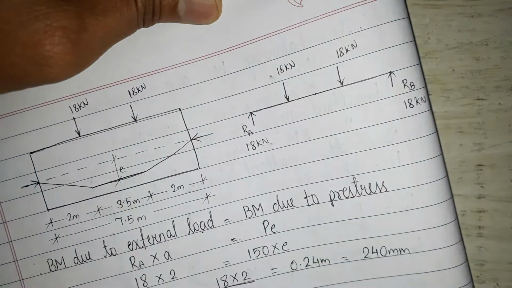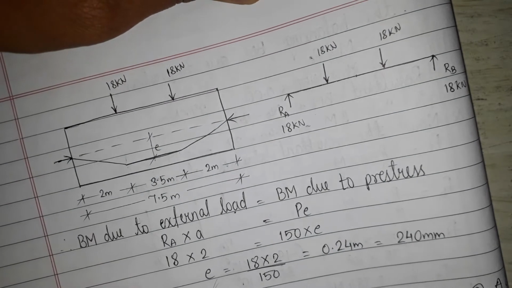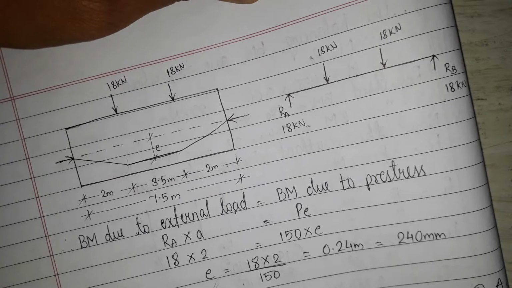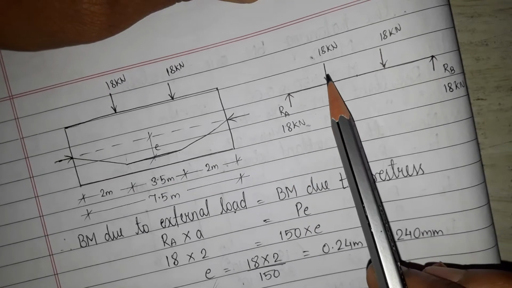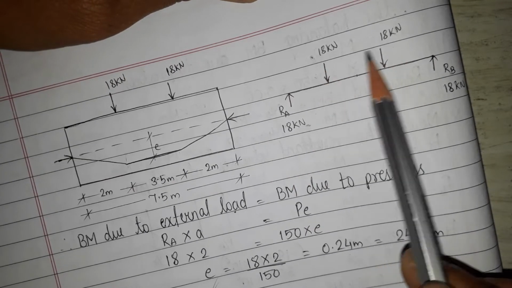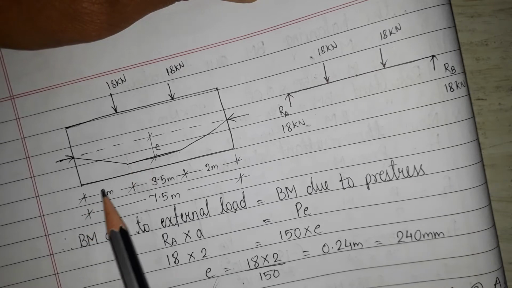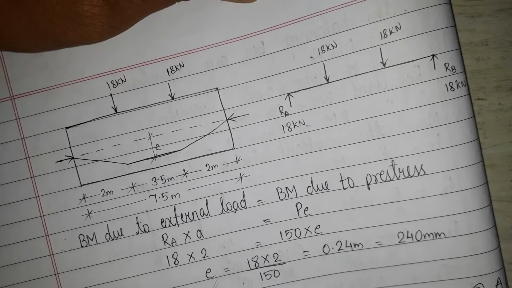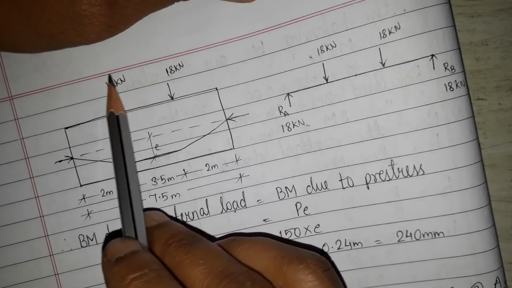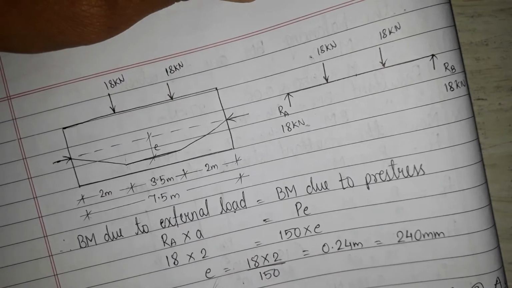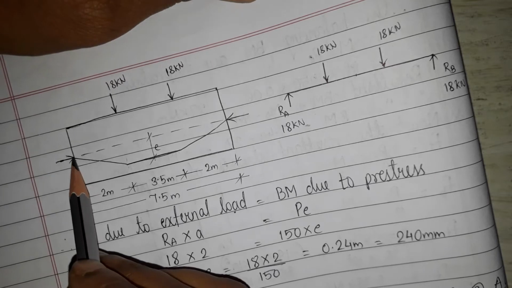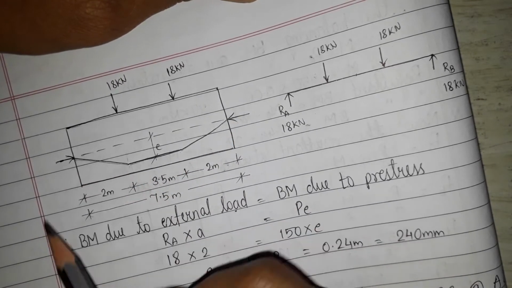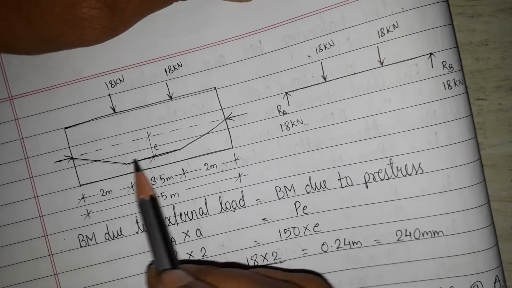Okay. So as per the given data, we have the sketch here. This is the loading diagram. We have the load 18 kilonewton at both ends, 2 meter from the support, and the total span is 7.5. So as I told you, when two concentrated loads are acting on the beam, the cable profile should be trapezoidal, that is, a slope and straight and slope like that.